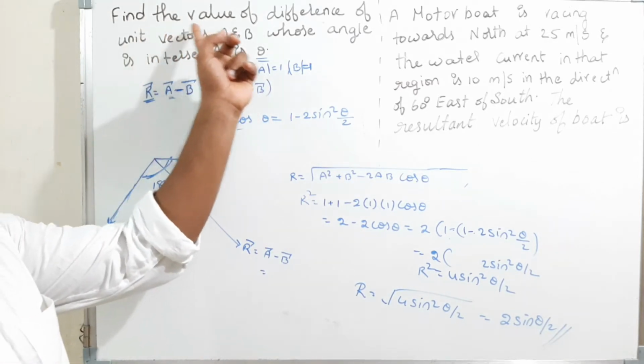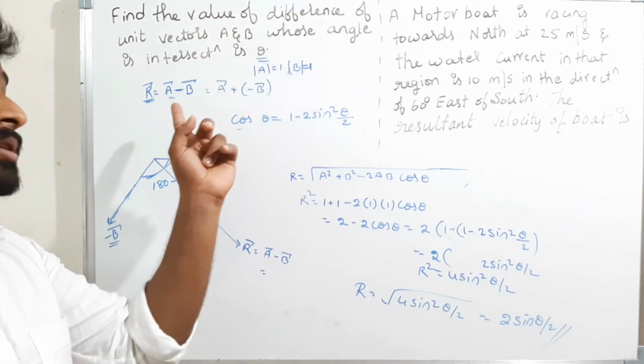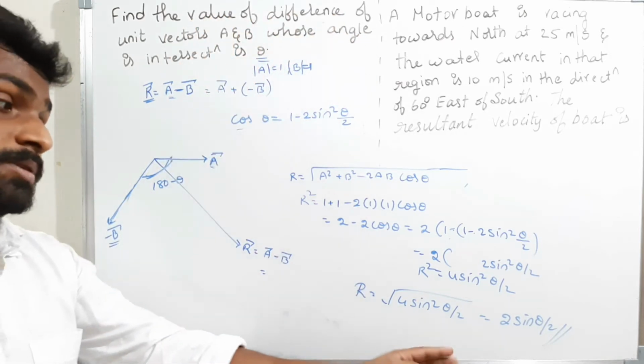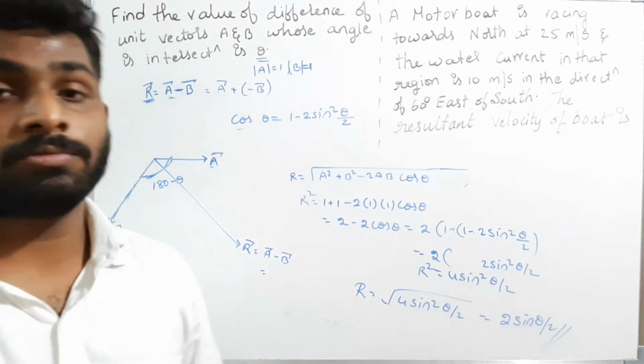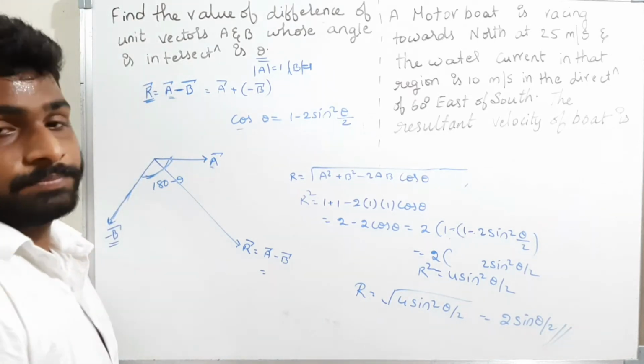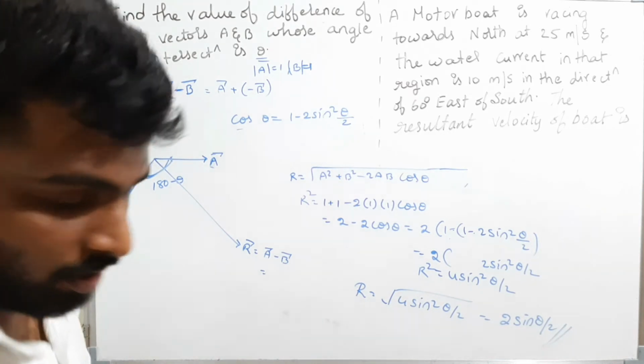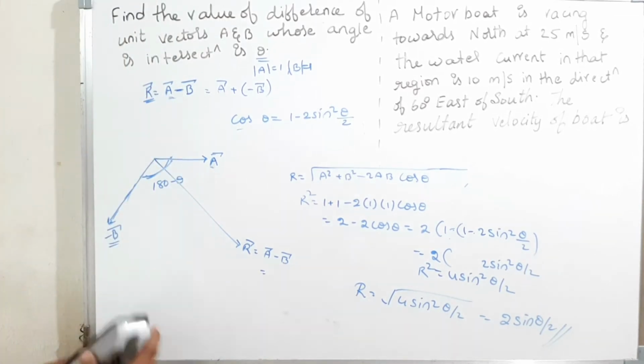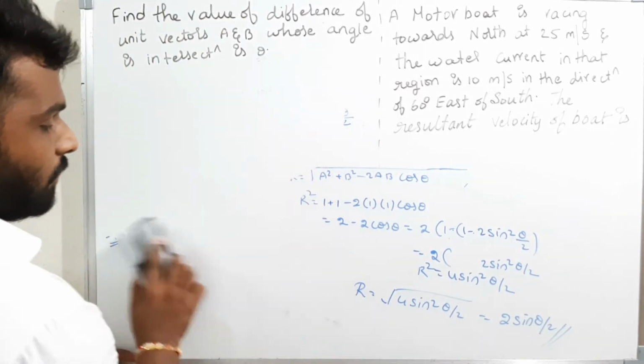Find the value of the difference. They told to find the difference, that is a minus b. Therefore, the value of a minus b is nothing but 2 sin theta by 2. That's all. Always remember, I already told this one, again I am telling you. It is a simple one.